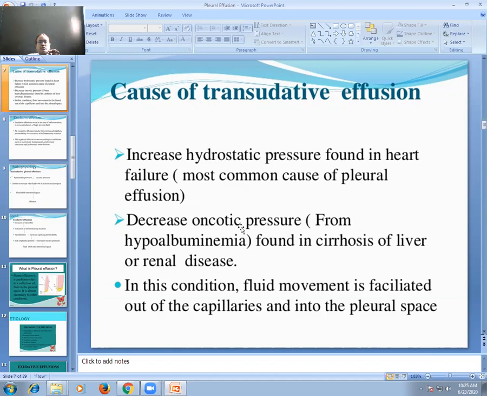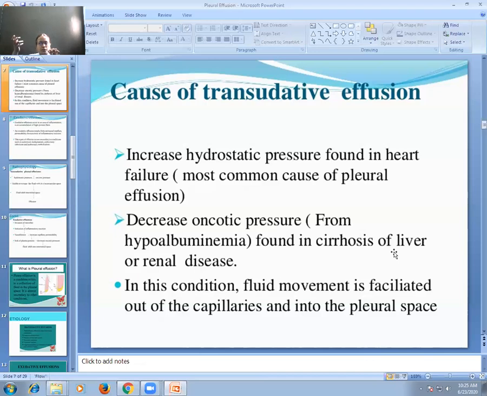Second mechanism is decreased oncotic pressure. Oncotic pressure is the pressure related to the proteins, the level of proteins. Decreased oncotic pressure occurs when there is hypoproteinemia, decreased protein level in the body, also called hypoalbuminemia, decreased albumin level, which is commonly seen in liver cirrhosis or nutritional problems.